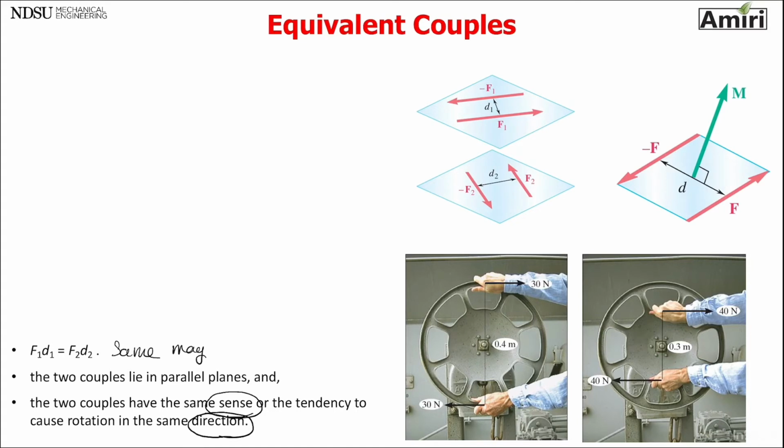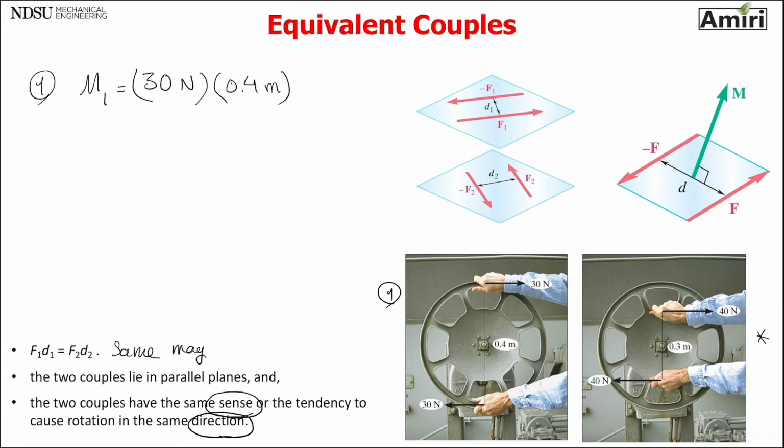So let's look at this figure first. The man is opening a huge valve. The first one, let's call this 1. It's a couple because they are parallel, same magnitude, opposite direction, and they're separated by a distance. So they have all conditions of being called a couple.